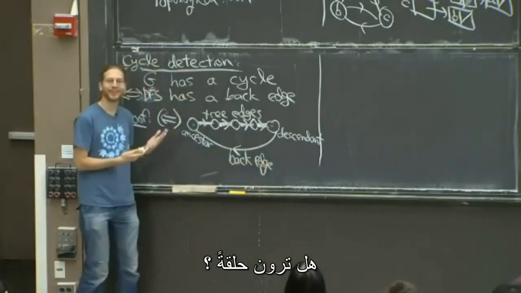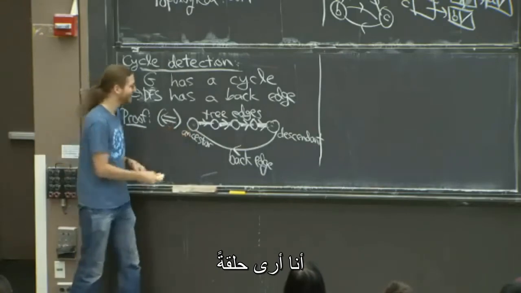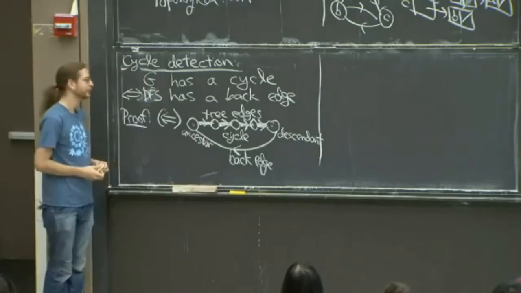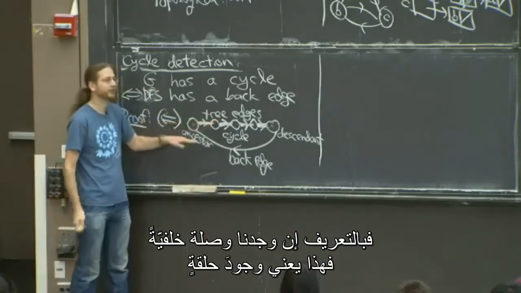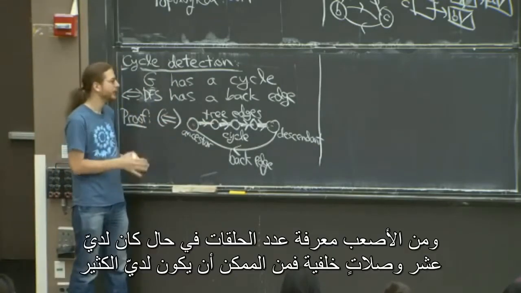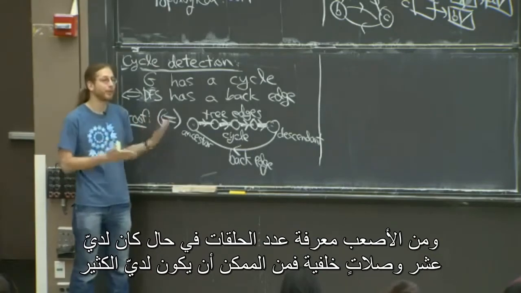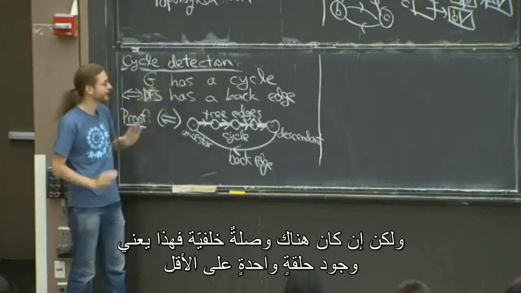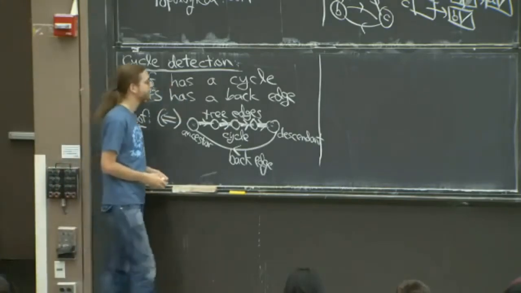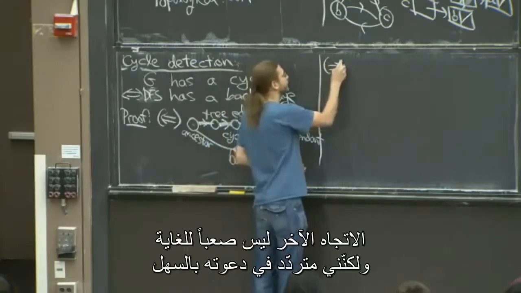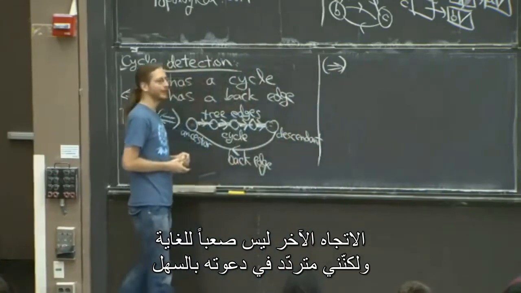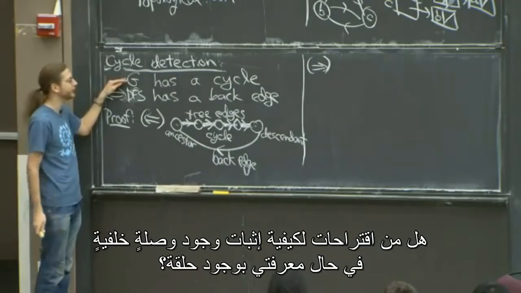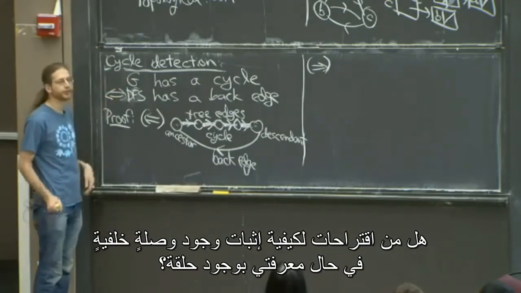Okay? Do you see a cycle? I see a cycle. This is a directed cycle. So if there's a back edge, by definition, it makes a cycle. Now, it's harder to say, if I have 10 back edges, how many cycles are there? It could be many. But if there's a back edge, there's definitely at least one cycle. The other direction is also not too hard, but I would hesitate to call it easy. Any suggestions? If I know there is a cycle, how do I prove that there's a back edge somewhere?